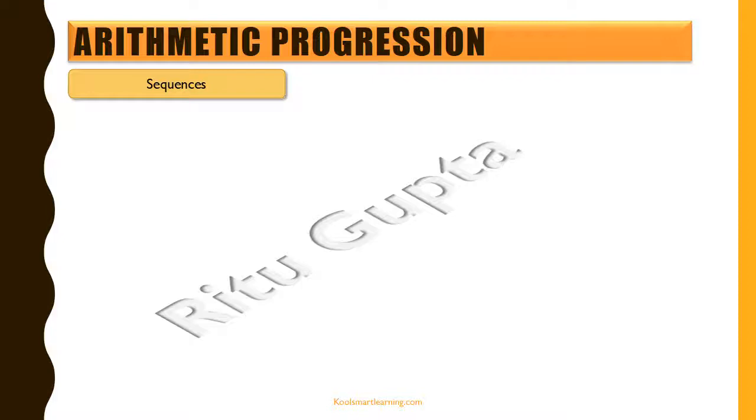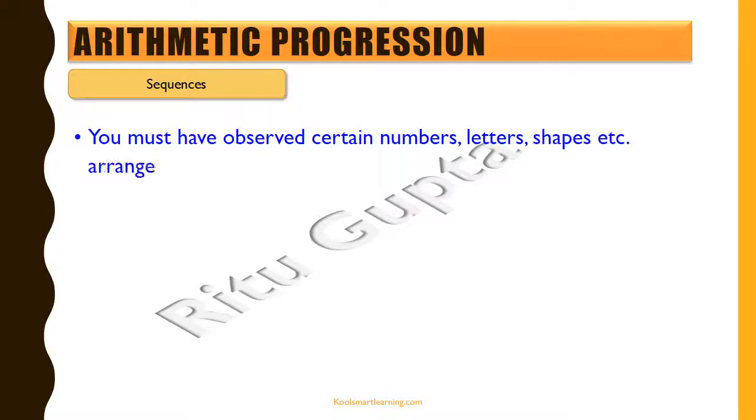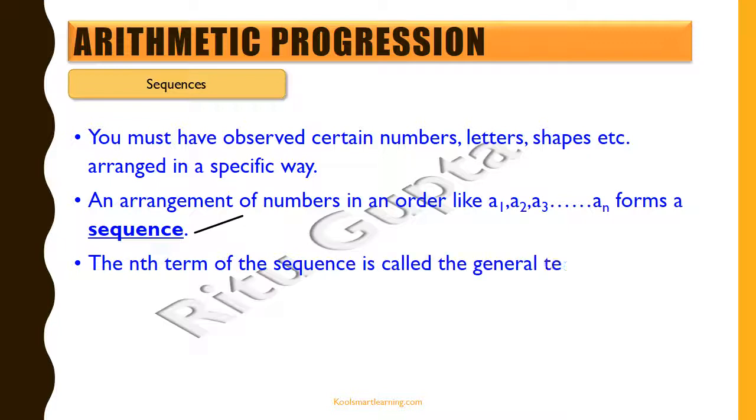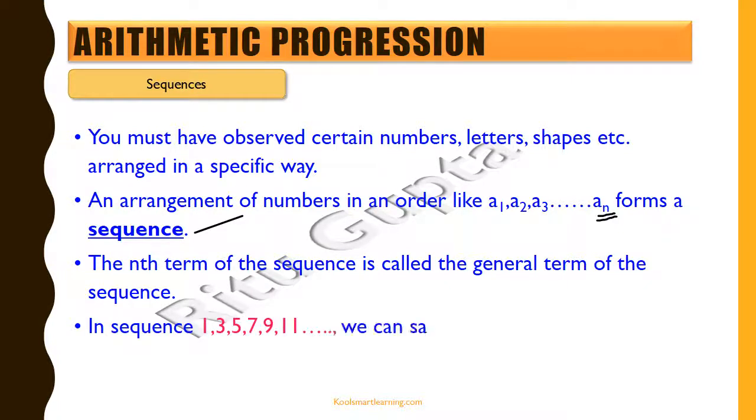So friends, now let's try to understand what are sequences. You must have observed certain numbers, letters, pictures, shapes arranged in a specific way. An arrangement of numbers in an order like A1, A2, A3 till AN forms a sequence. The nth term of the sequence is called the general term of the sequence. So when we say an, that is the nth term of the sequence, and that is also called the general term.